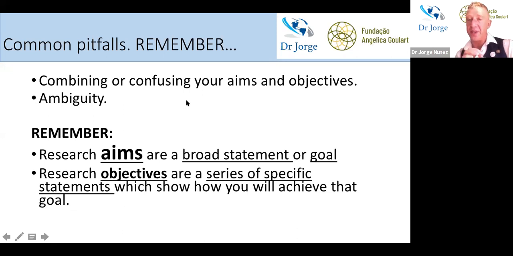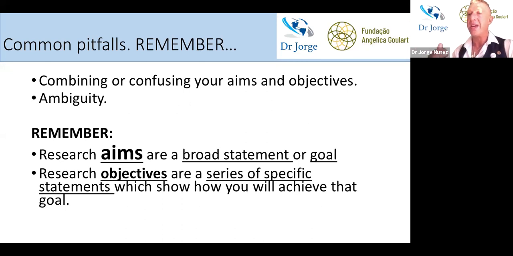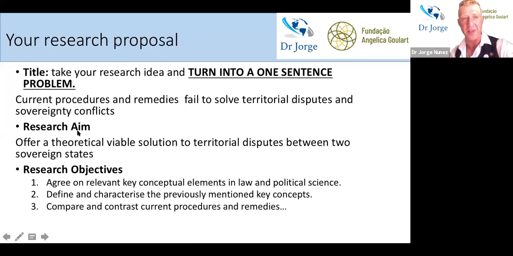Never, ever confuse aims and objectives. Aim has to do with the broad statement, what I want to do. Yes, what I want to do. I want to put a solution to territorial disputes. Objectives, specific statements, how you want to achieve that. So I'm going to put a solution to territorial dispute by making clear concepts. So how do I rephrase this into an objective? To conceptualize key elements in law, political science, and so on. I'm hoping I'm clear now with these examples.